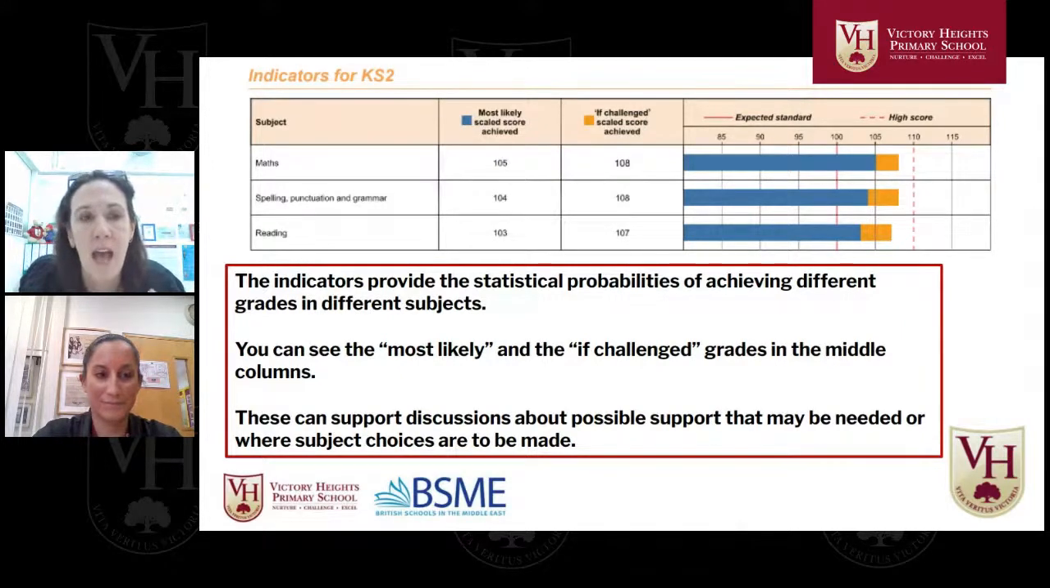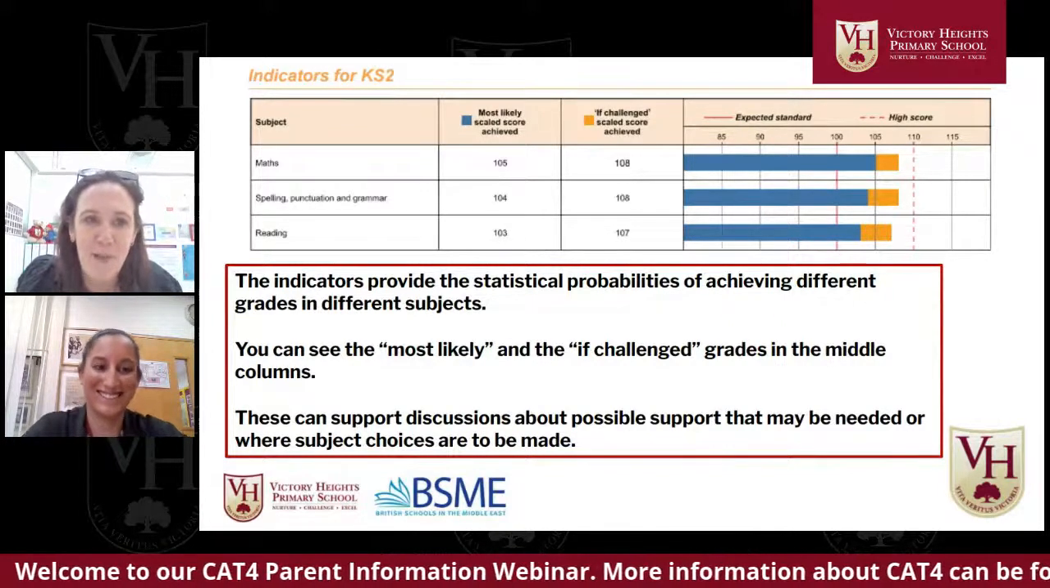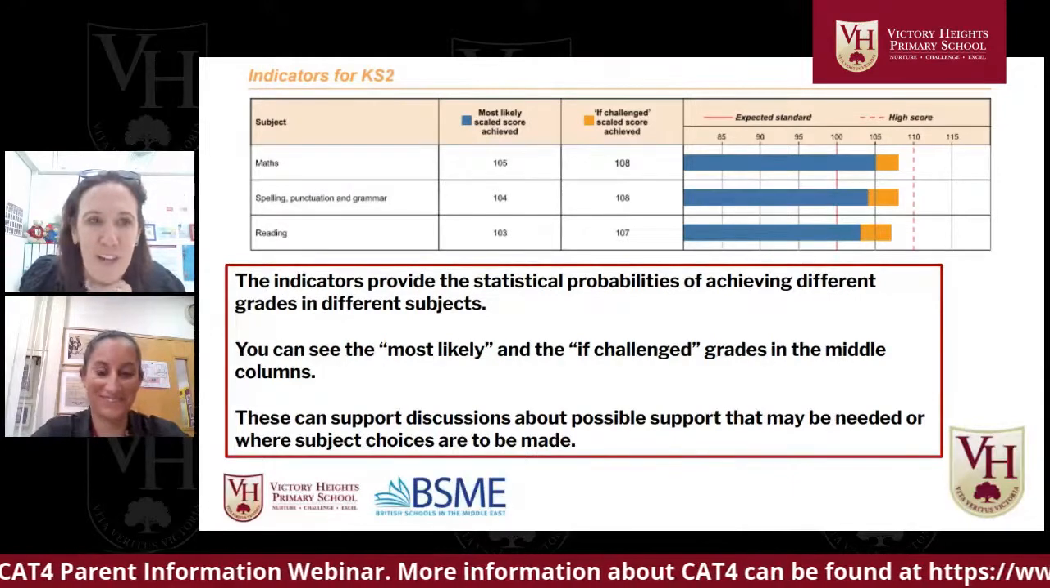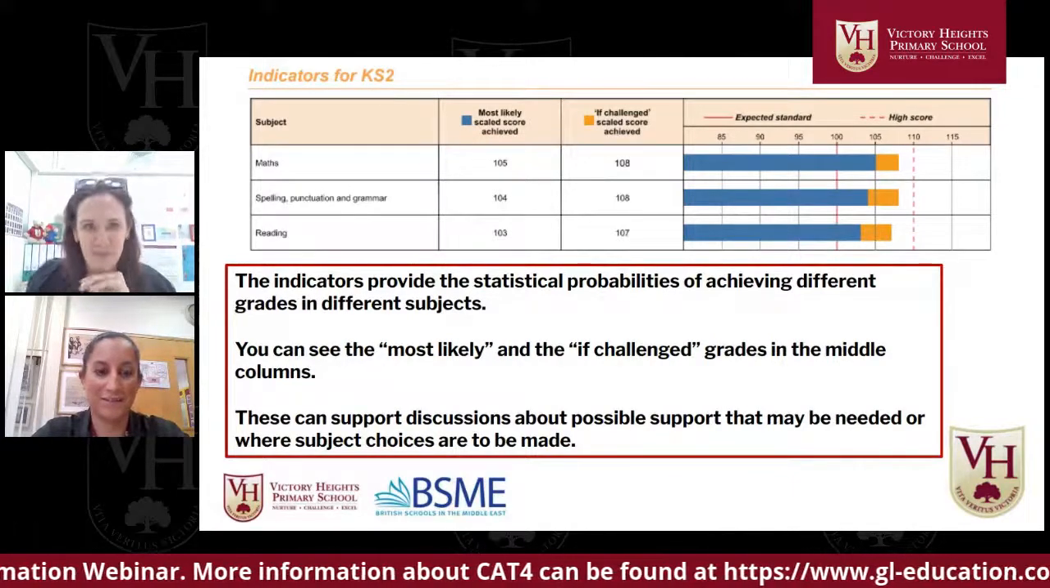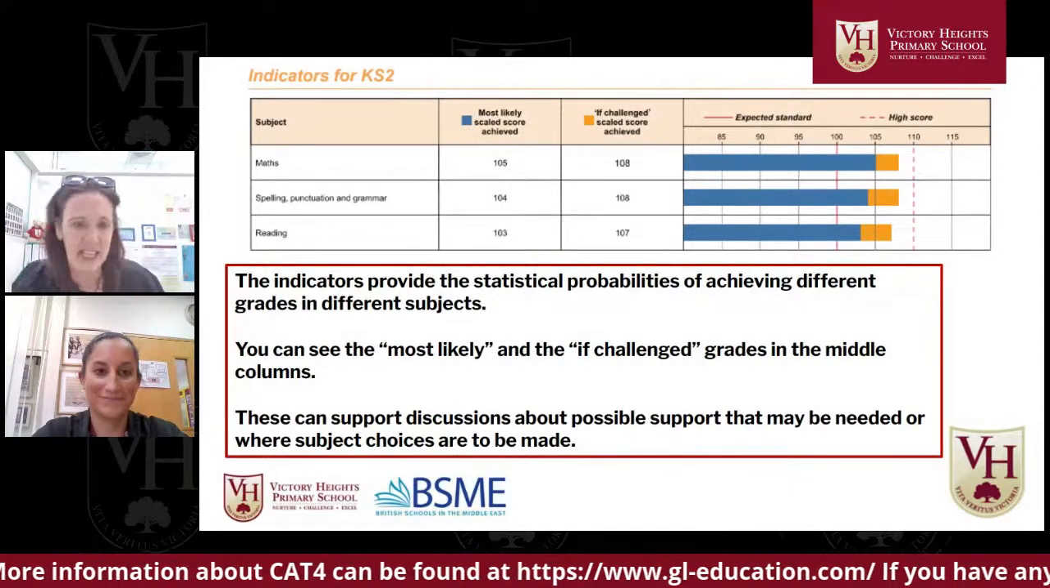my child at home? When the children are in secondary school and they're taking the CAT4 assessments, these indicators are for things like GCSEs, and therefore it can really impact on options and subjects that you choose to look at. But year 2 parents, you don't have this information. You're just concentrating on that first page. Miss Michelle, anything to add to that?